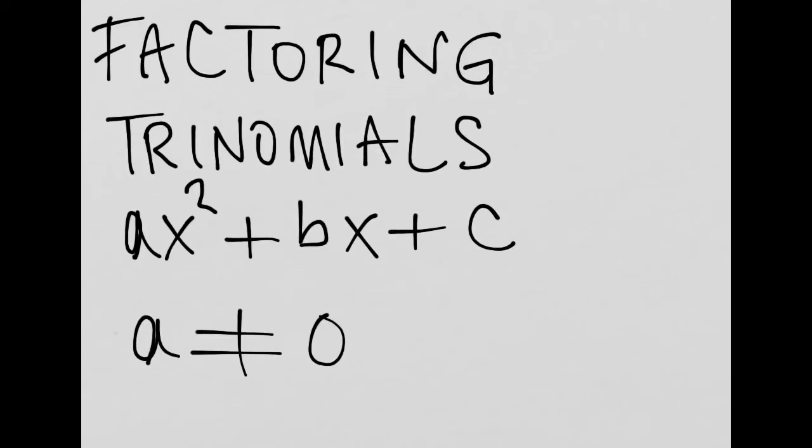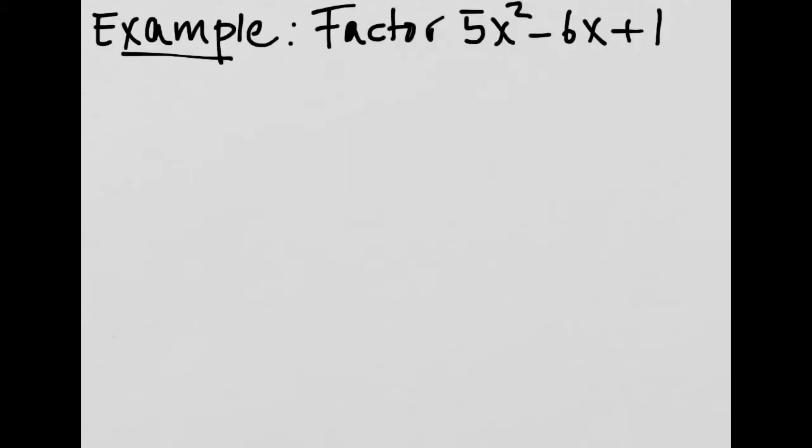So here's a video on factoring trinomials of the form ax squared plus bx plus c, where a is not equal to 0. I'm going to show you two examples that will help you understand the process. The first example is factoring 5x squared minus 6x plus 1.